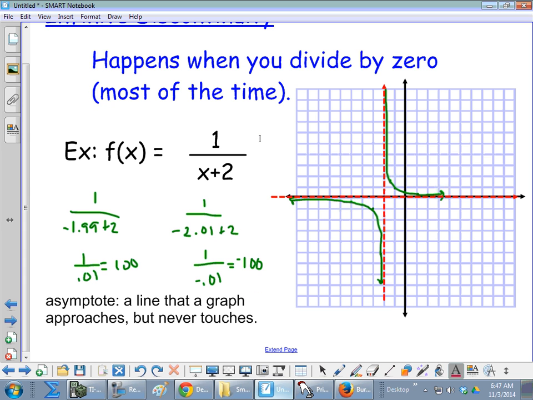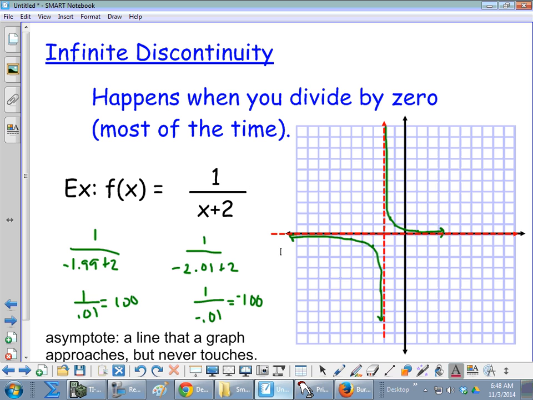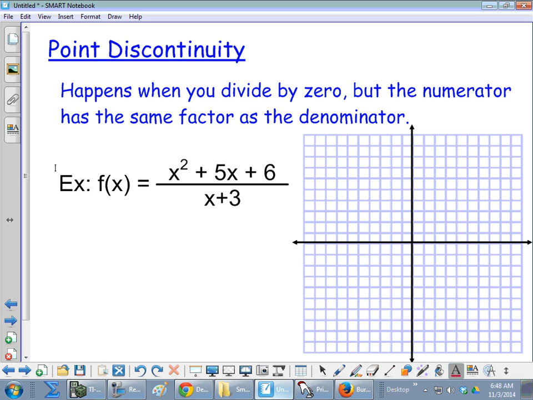Okay, so this is infinite discontinuity, where it has a vertical asymptote line. In this example, it also has a horizontal asymptote line. Okay, next is point discontinuity, and this is when you divide by 0, so this is the other case where you divide by 0, but the numerator has the same factor as the denominator. So what am I talking about there? Let's take a look at this.